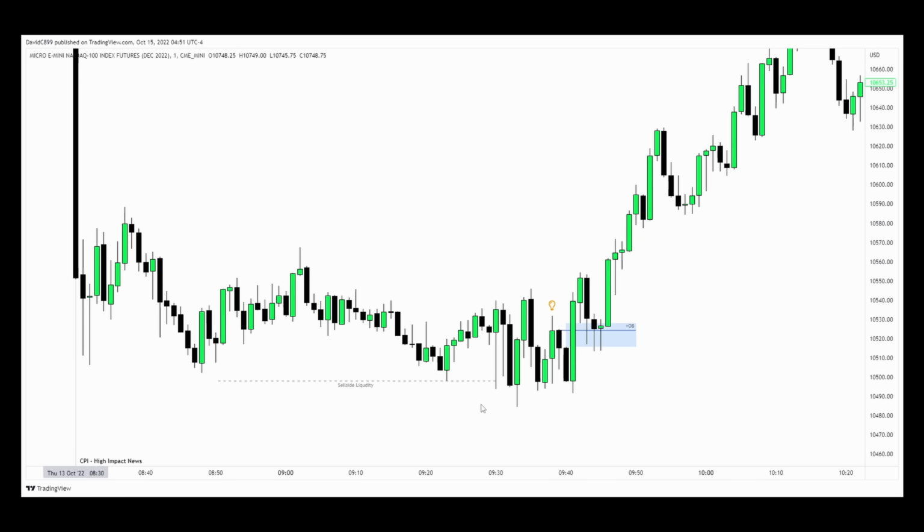Price raided the sell side liquidity pool, traded higher from there. Bullish market structure shift, down closed candles should be respected. This bullish order block is getting respected and price is also respecting this buy side imbalance or fair value gap. Low resistance liquidity run into the liquidity void shown on the previous slide.